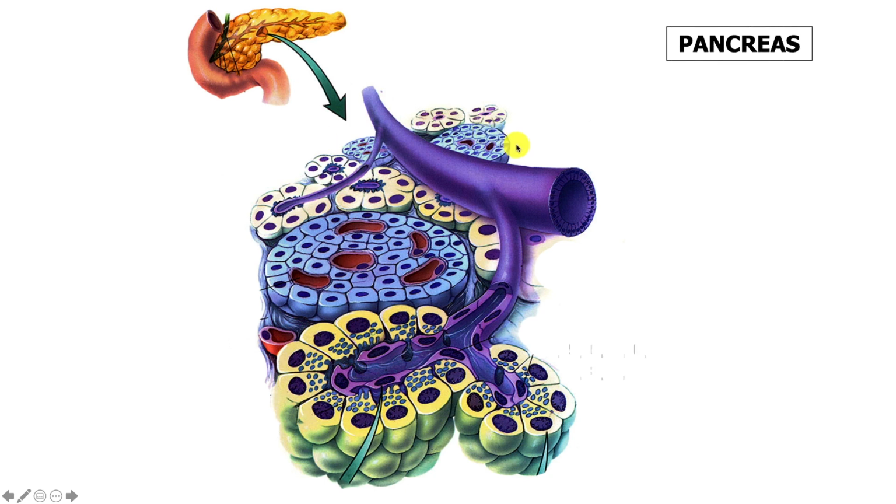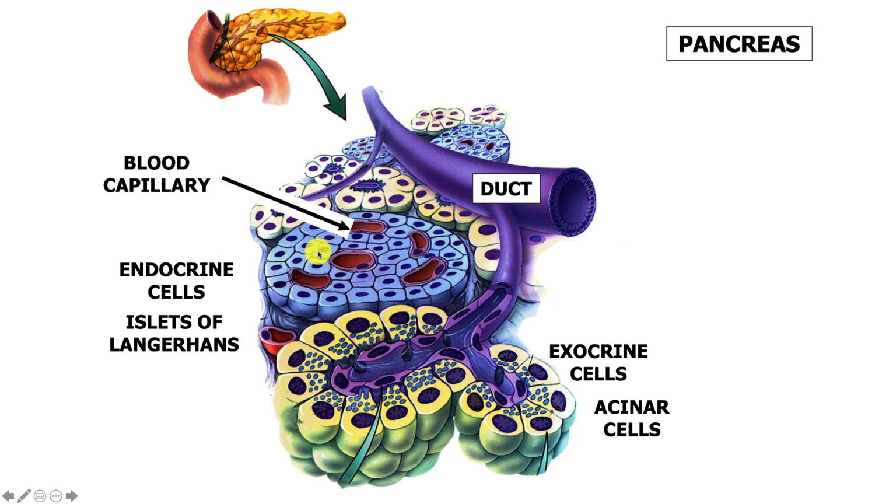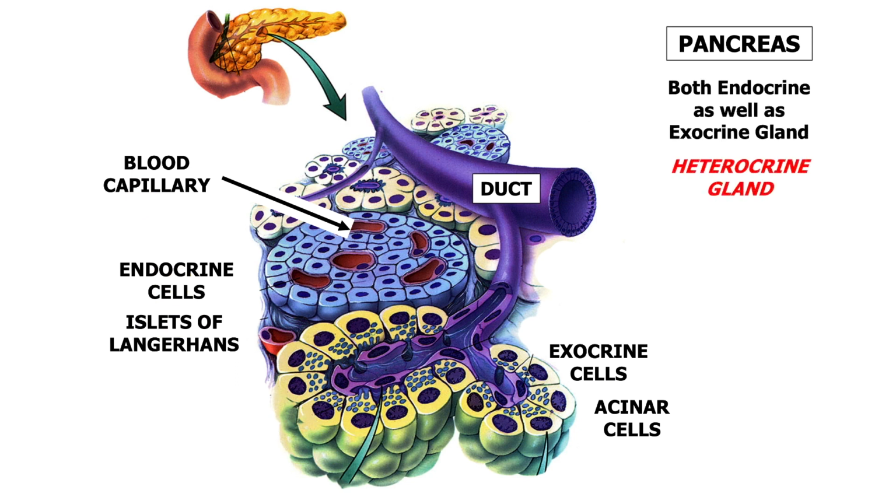And then we saw that pancreas has exocrine cells which will pour enzymes into the duct. At the same time, they also have endocrine cells which are called the islets of Langerhans, which will pour their hormones into the blood capillaries. So pancreas is exocrine as well as endocrine, and hence pancreas is called a heterocrine gland.